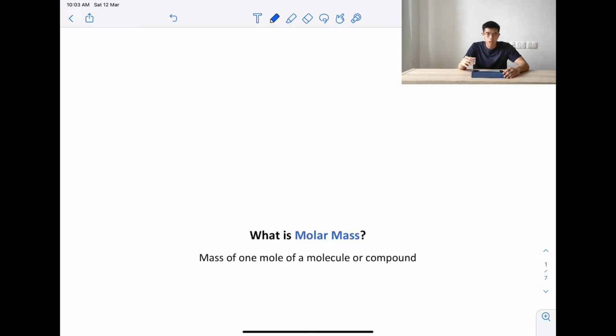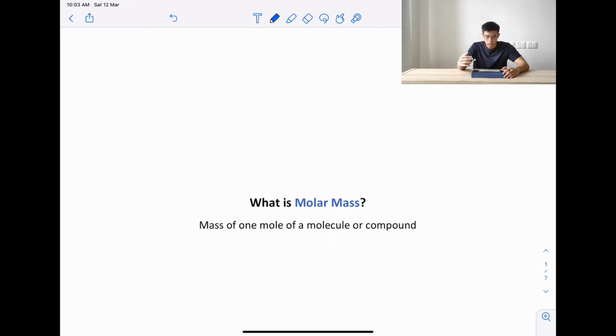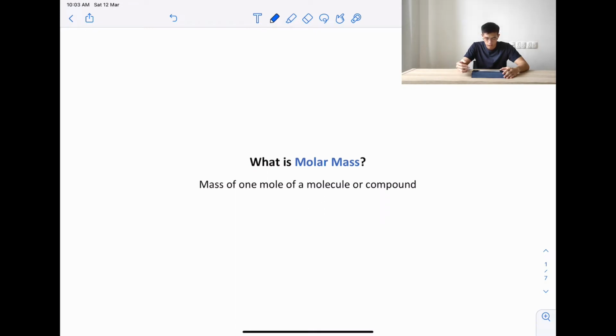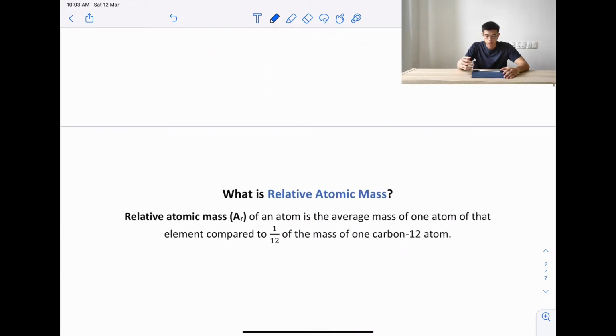So before we begin, let's recap what is molar mass. Molar mass is the mass of one mole of a molecule or compound. So how do we calculate molar mass? First, we need to understand what is relative atomic mass.